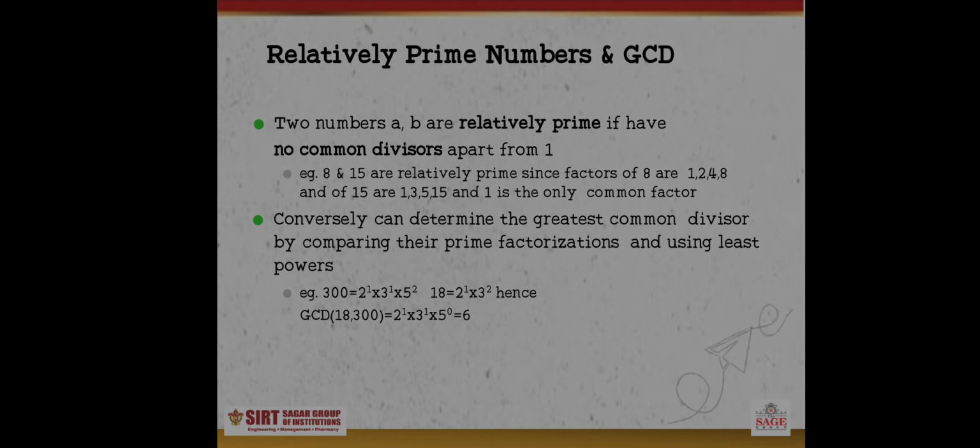And another number, 18, is 2^1 times 3^2. Now when determining the greatest common divisor, we take the minimal power of the prime factors. And we got what? 6 is the greatest common divisor for the numbers 300 and 18. So this is how we calculate the greatest common divisor.